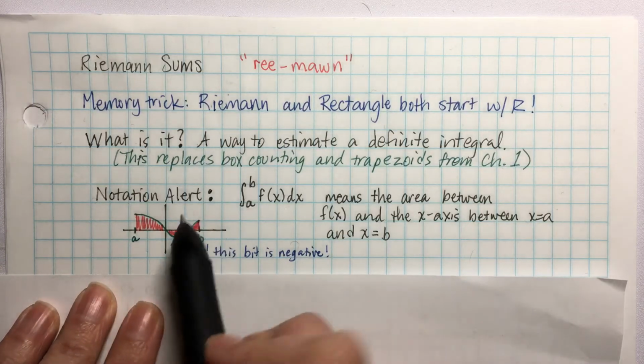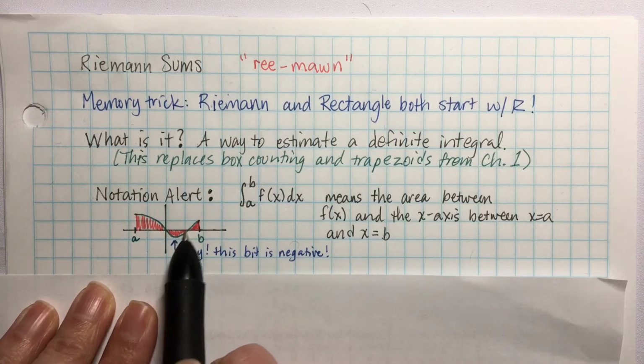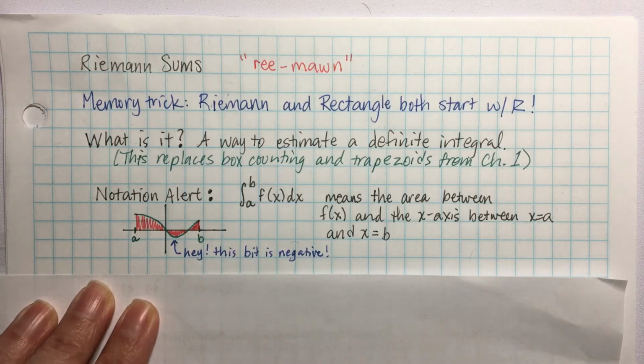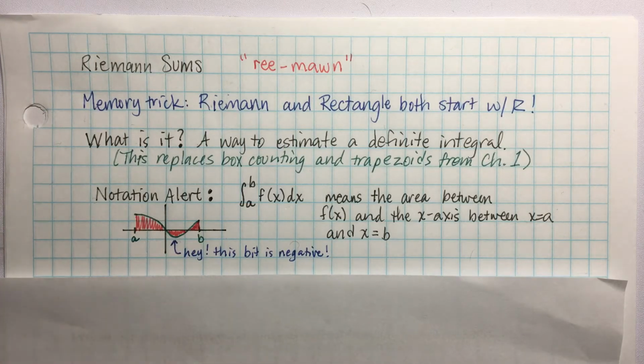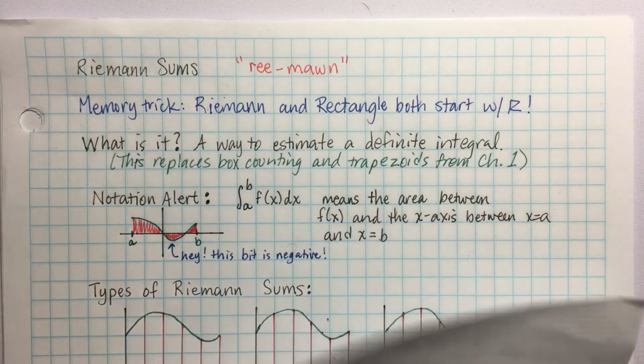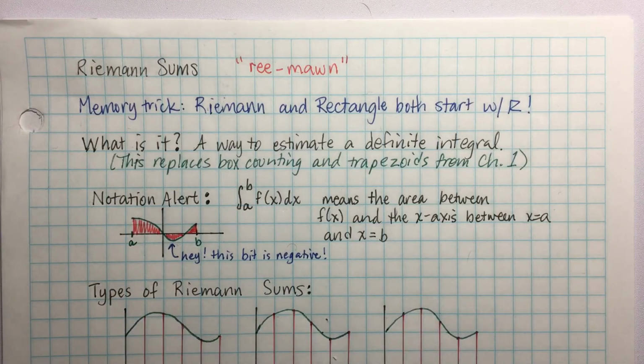Also, you can have negatives when you're below the x-axis, and we learned about this back in chapter 1. So that little bit underneath the x-axis, that part of it is negative. If you look at the value of the integral for a sinusoid from 0 to 2 pi, that actually is 0. Kind of trippy. Anyway, there are different types of Riemann sums, so let's look at them.